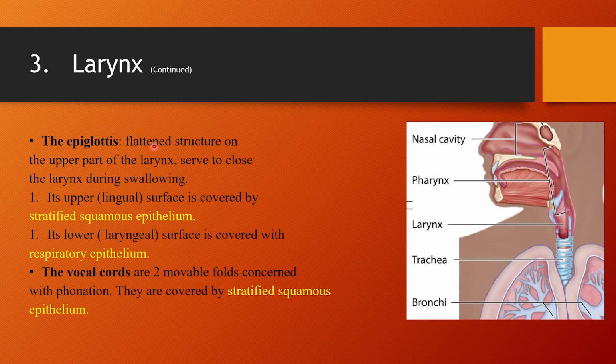The epiglottis is a flattened structure on the upper part of the larynx. It serves to close the larynx during swallowing, so you don't choke. Its upper surface is covered by stratified squamous epithelium. Its lower surface is covered with respiratory epithelium. The larynx also has the vocal cords, which are two movable folds concerned with phonation, talking and using voice. They are covered by stratified squamous epithelium.